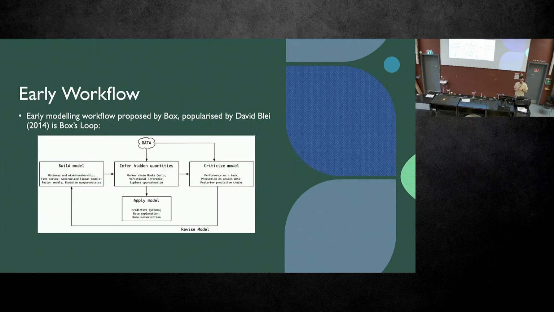So when we talk about some different examples of how a workflow can look, you would have seen Box's loop from Celia's talk this morning. And we can see that it roughly follows these same steps of building a model, making inference, and improving or changing it.